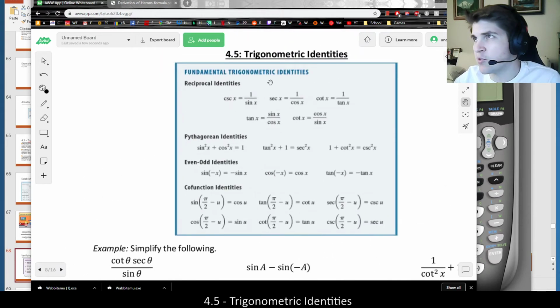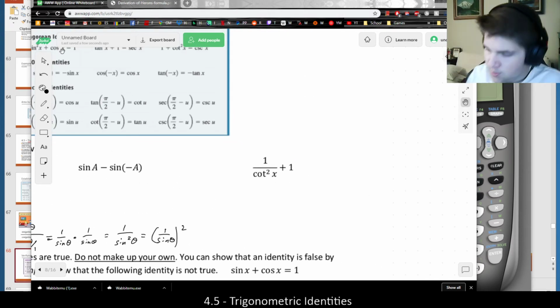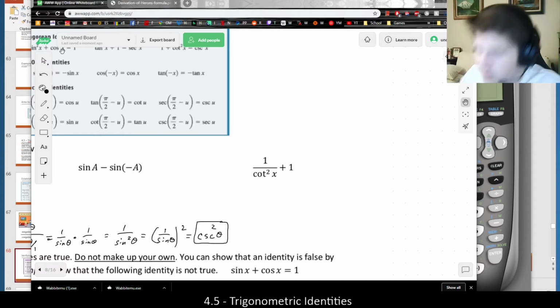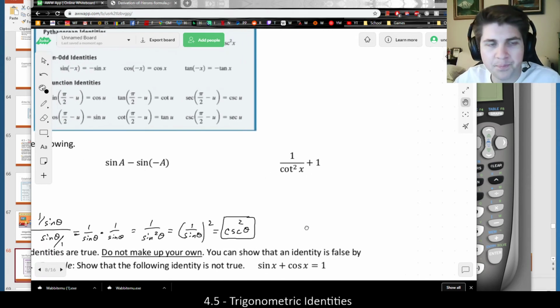Well, 1 over sine is actually equal to the cosecant function. So if I'm really trying to simplify this as far as possible, I could write this without the fraction just directly as the cosecant function of theta squared. Because that's what I have, right? This is cosecant, 1 over sine squared.